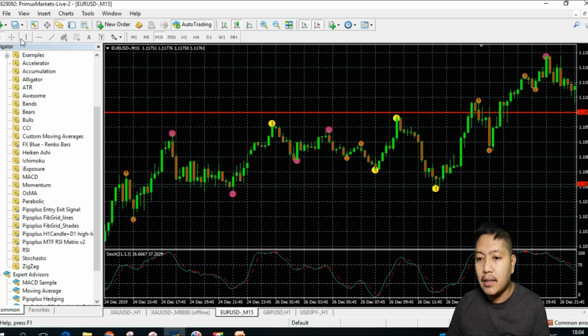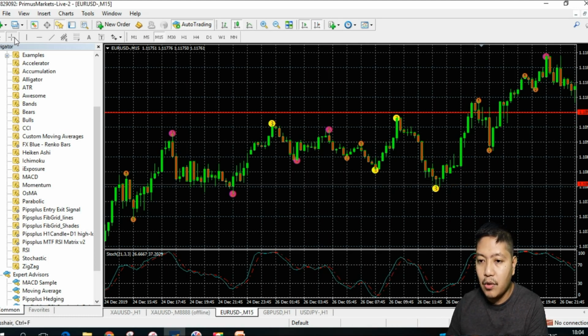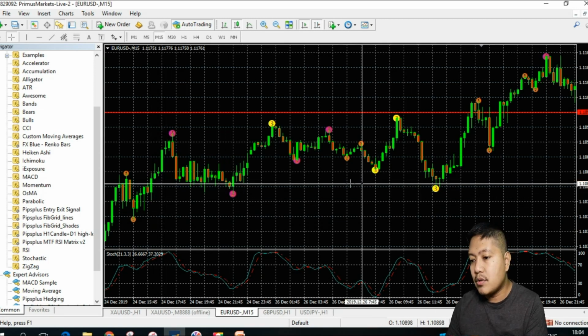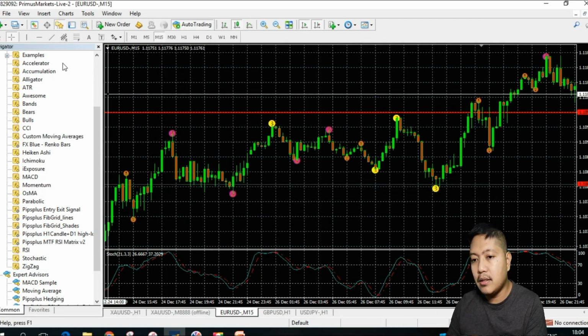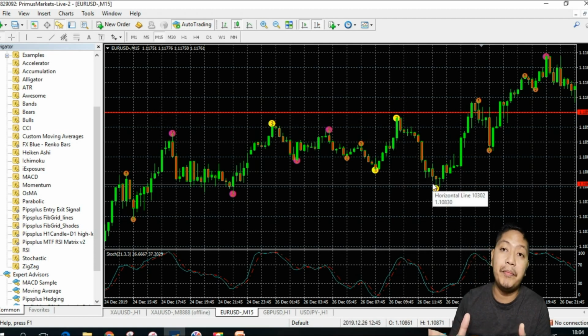So your TP should be maybe about like this one. The previous low on this particular time frame, right? The previous low is about here, right? So you can have your TP at maybe 12 pips to 15 pips.